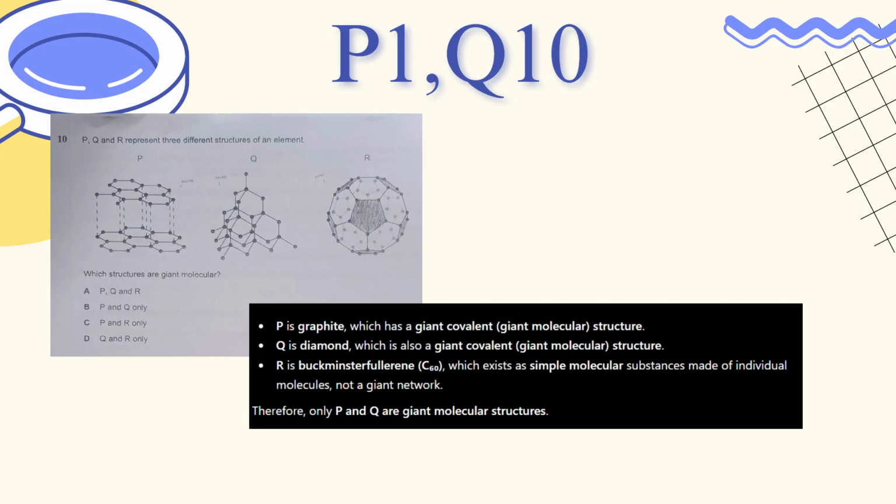Then we move to question number 10. P, Q, and R represent 3 different structures of elements. Which structures are giant molecular? P is graphite, which has a giant covalent, giant molecular structure. Q is diamond, which also has a giant covalent structure. R is Buckminsterfullerene, which acts as a simple molecular substance made of individual molecules, not a giant network. So the answer is only P and Q are giant molecular structures, or B.